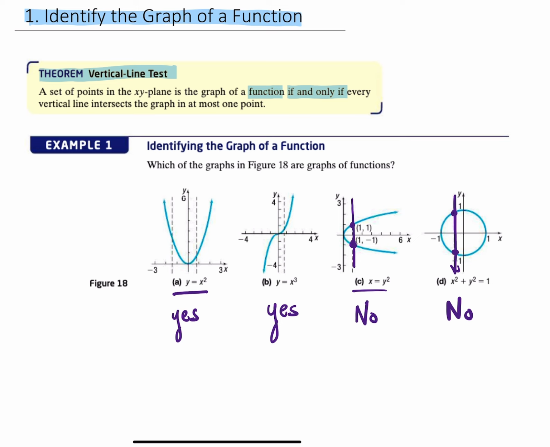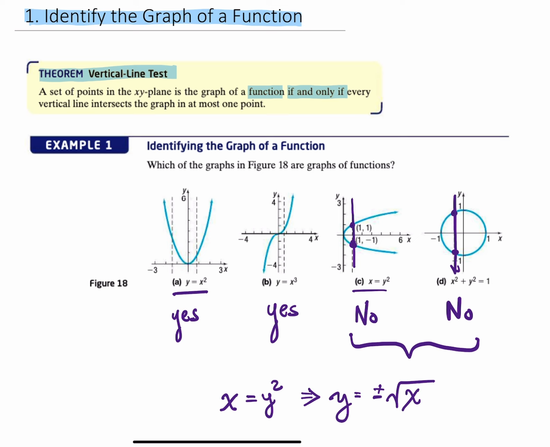Sometimes you don't have the graph and you're just looking at the equation, but notice what these two have in common. In both of these cases, the y variable is squared. And if you remember last time, one of our tests, let's look at C for example. We have x equals y squared. If we were to solve this for y, we have to take the square root of both sides. And when we do that, we have to introduce this plus or minus. So y equals plus or minus the square root of x. That plus or minus produces two outputs. And so that breaks our definition of a function.